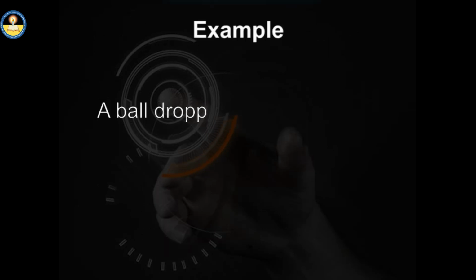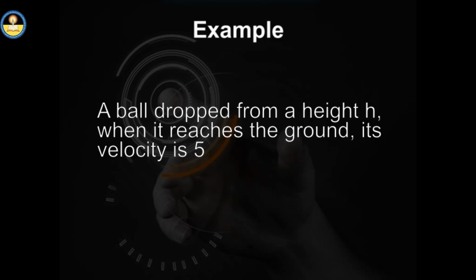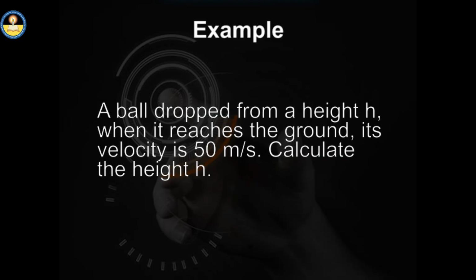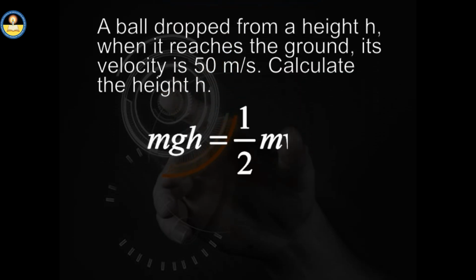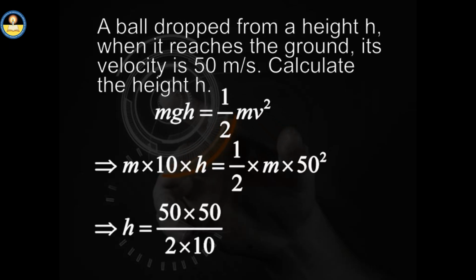Let's see another example in which a ball is dropped from a height h. When it reaches the ground, its velocity is 50 meters per second. Let's calculate the height h. When the ball reaches the ground, the potential energy of the ball is converted into kinetic energy. By equating the two energies, the initial height of the ball comes out as 125 meters.